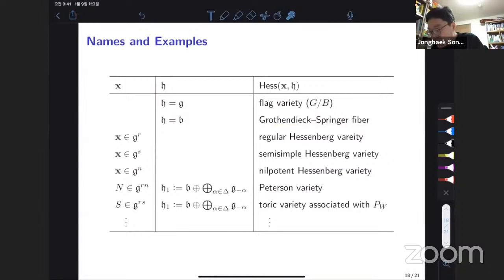And you can take an element in this Lie algebra to be a regular element, semi-simple element, or nilpotent element. Each of these is called regular Hessenberg, semi-simple Hessenberg, nilpotent Hessenberg. In particular, if you take a regular nilpotent element, and a Hessenberg space containing the Borel subalgebra together with all the negative simple roots, then this is called the Peterson variety. And if you take a regular semi-simple element and the same Hessenberg space H1, then this is exactly the toric variety corresponding to this weight polytope.